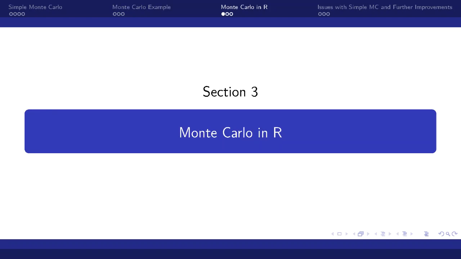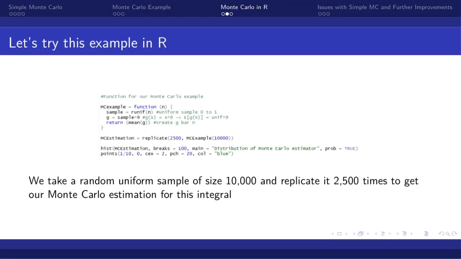Section 3. Monte Carlo in R. To solve this example in R, we will create a function. This function will take in a sample size of n, and then create a random uniform distribution of this size. We will then take this sample and use it to calculate our g of x and return the mean of g. We will replicate this function 2,500 times with a sample size of 10,000 in order to get our Monte Carlo estimations for this integral. Then, we will plot these estimations in a histogram against the true value of the integral in order to see how successful we were.